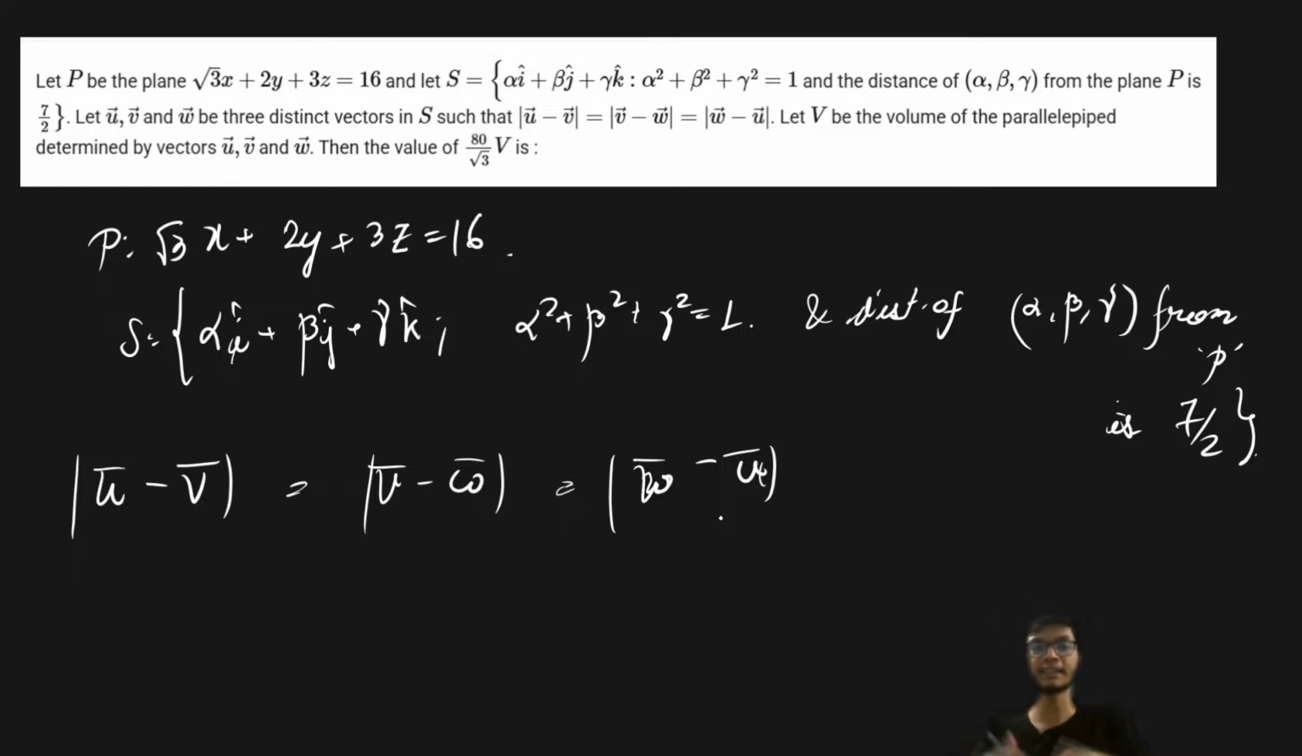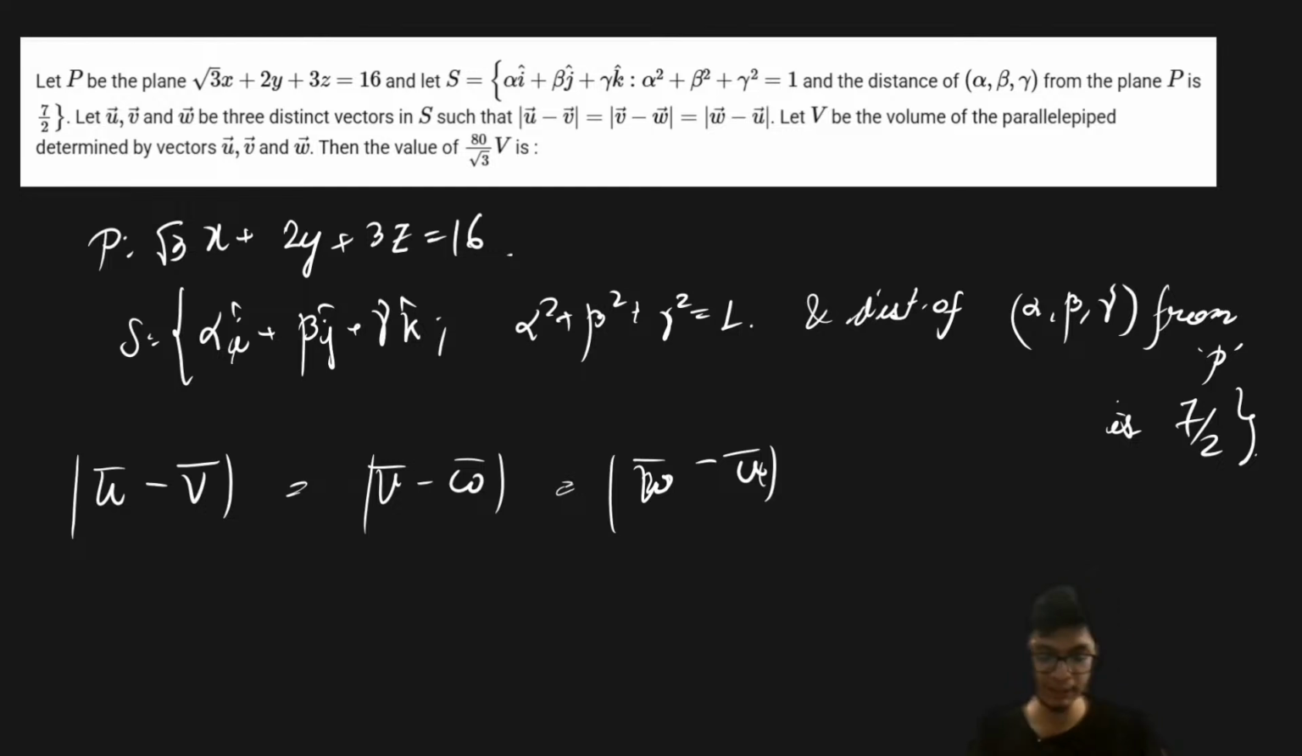It is said that, constructed in such a way, let V be the volume of the parallelepiped determined by the vectors whose coterminous edges are the U vector, V vector and W vector. Then you have to find the value of 80 by root 3 times V. Sorry, it's not the V vector, it is the volume V, right? So how do we proceed with the question from here?